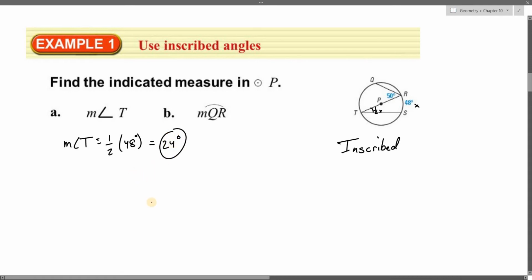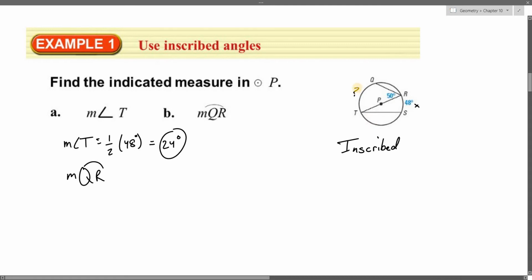Now, letter B says, so this was an angle. Letter B says find the measure of the arc QR. Okay, well, arc QR is up here. Now that's actually much more difficult to find. So first of all, we need to know kind of everything about this circle. Remember, the arcs going all the way around make up 360. My question would be, are there arcs that we can know, that we do know?